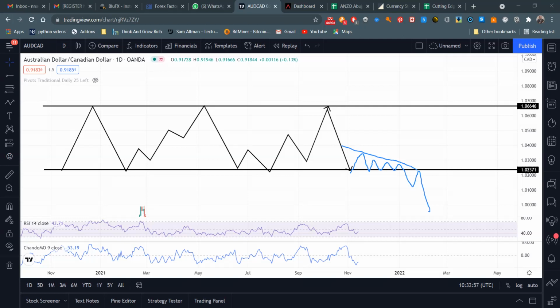You can see anytime sellers push price down to support, buyers push it back up. But each time they fail to take out previous highs, and eventually the market breaks lower. So far, I hope we understand the idea of what we just discussed.